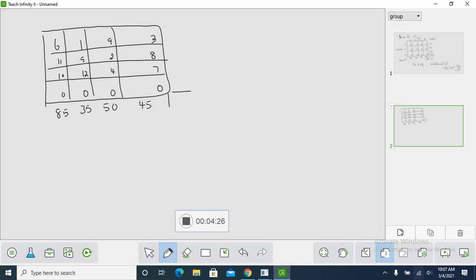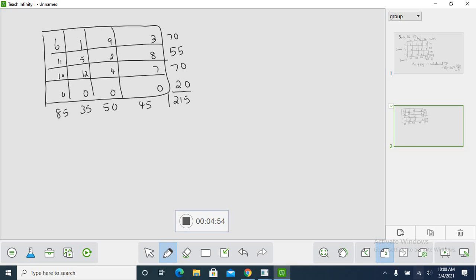We need to get the tally over here. Given entries under supply we have 70, 55, and again 70, and the dummy row gets an addition of 20. Now the problem is a balanced transportation problem. We apply Vogel's approximation method in order to obtain the initial transportation cost.